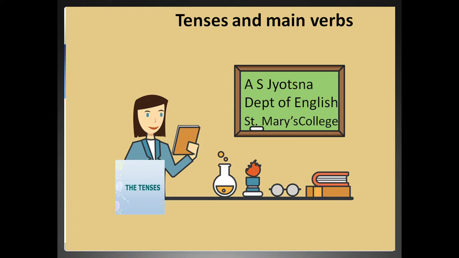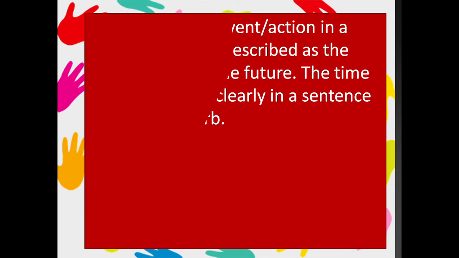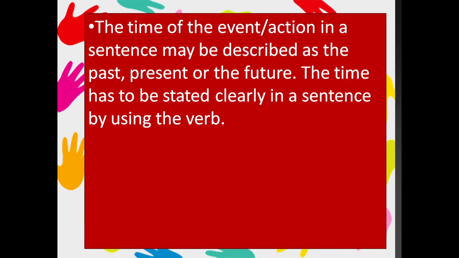Today, in this grammar session, we shall learn about the main verbs and tenses. A word which denotes action is known as a verb. You have already learnt about auxiliary verbs. Any verb that is not an auxiliary verb is called a main verb. Now, let us learn what exactly is a tense.